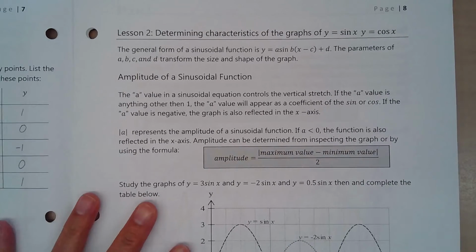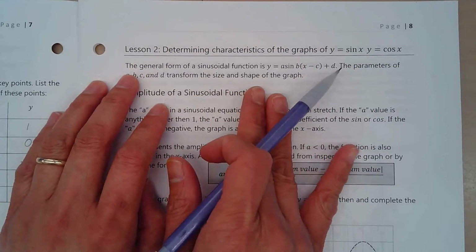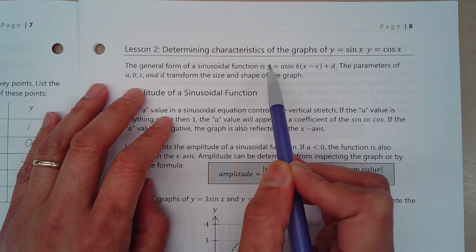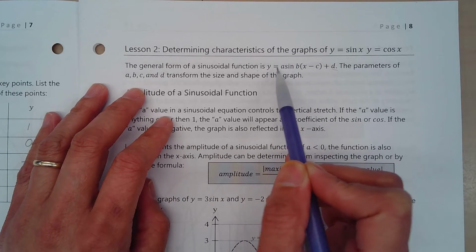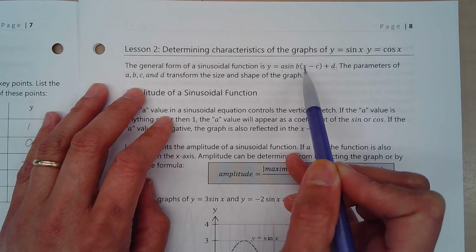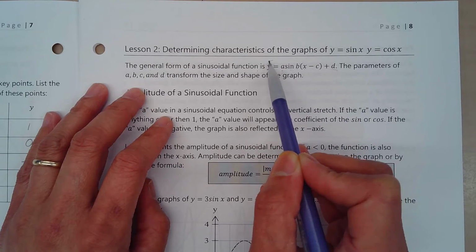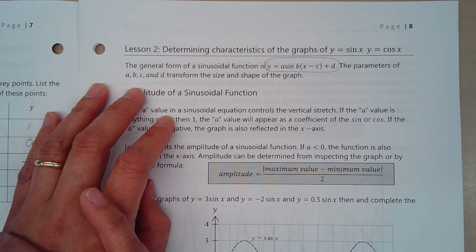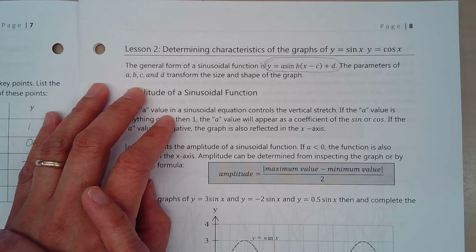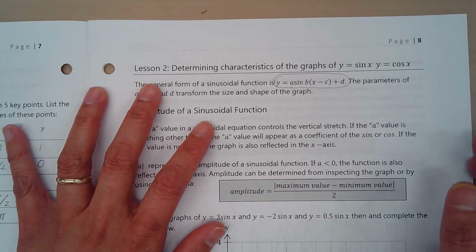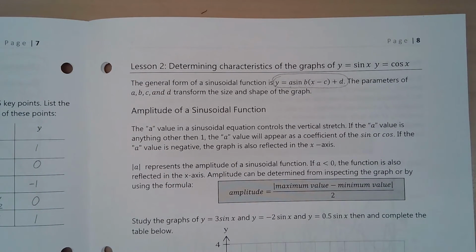Okay. Now, let's see if we can read this one first. So the general form of a sinusoidal function is y equals a sine b times x minus c plus d. Does that remind you of anything? Transformation. Isn't it the transformation that we've done before? Okay, what does a transformation look like before? When we did the transformation before, we did this, right?